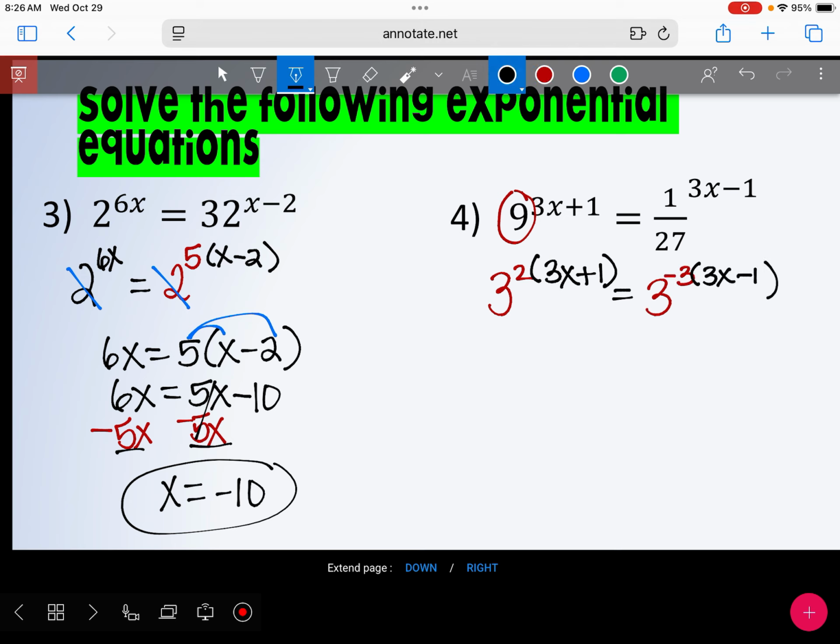All right, now that we have them both changed, we can drop them and go ahead and solve. So on this side, we have 2 times 3x plus 1. On the other side, we have negative 3 times 3x minus 1.